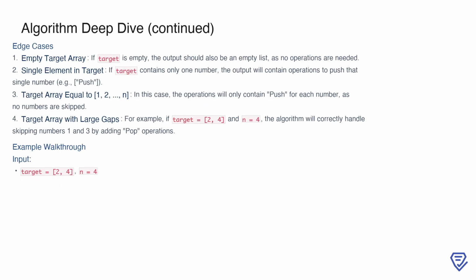Now, let's consider some edge cases. If the target array is empty, no operations are needed, so the output is simply an empty list. If target contains just one number, the output will only include a push for that number. For a target array like 1, 2, n, where all numbers in the range are included, only push operations are needed for each number. On the other hand, for a target array with large gaps, such as 2, 4, the algorithm efficiently handles the skipped numbers by performing push and pop operations for numbers like 1 and 3 that are not in target. Let's walk through an example to see how this works in practice.